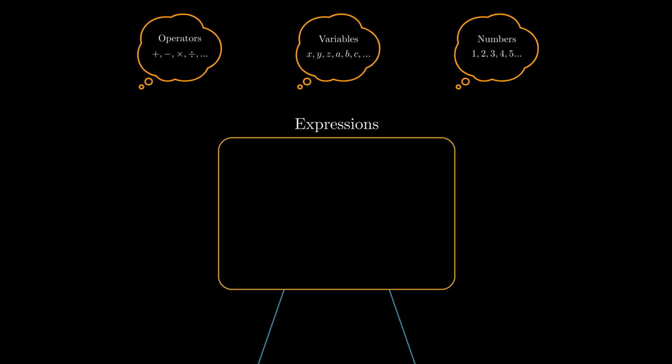First one is x plus 5, where x is a variable and 5 is a number and plus is an operator. Next we have 3y plus 4, where 3 and 4 are numbers, y is a variable, and plus is an operator. There can also be expressions where there are only variables and operators like a over b, where a and b both are variables and division is an operator.